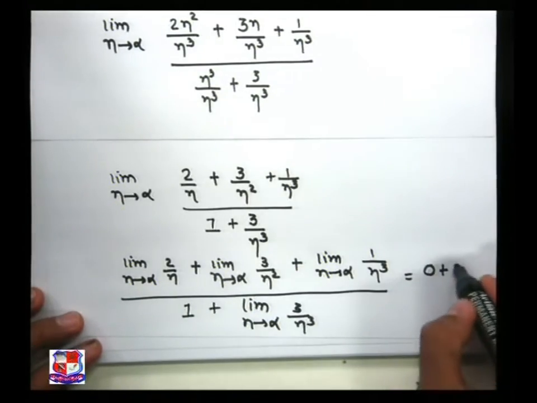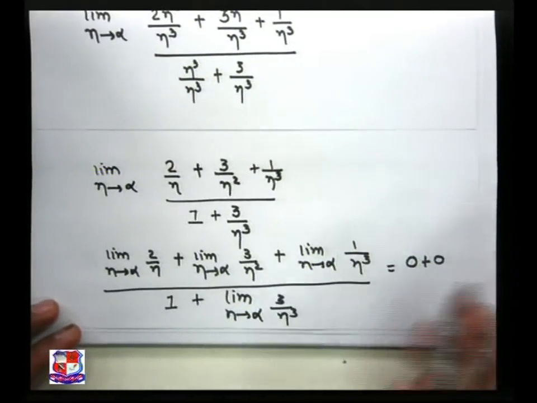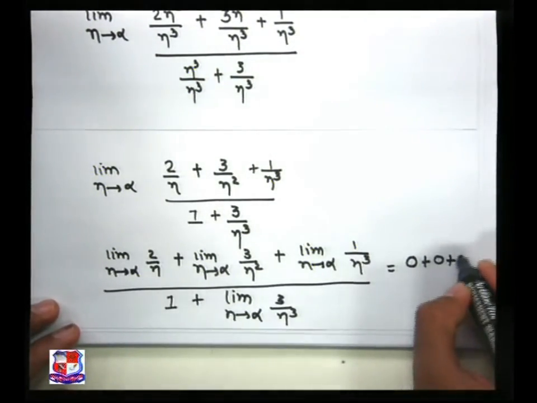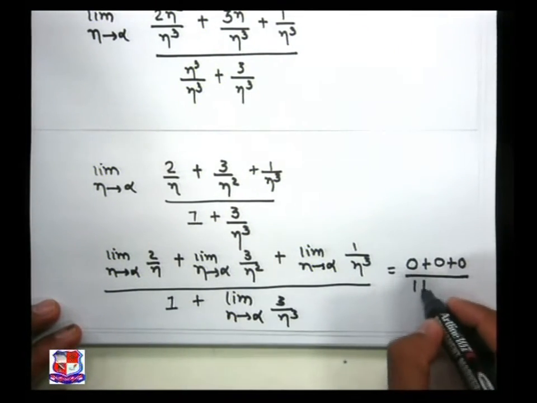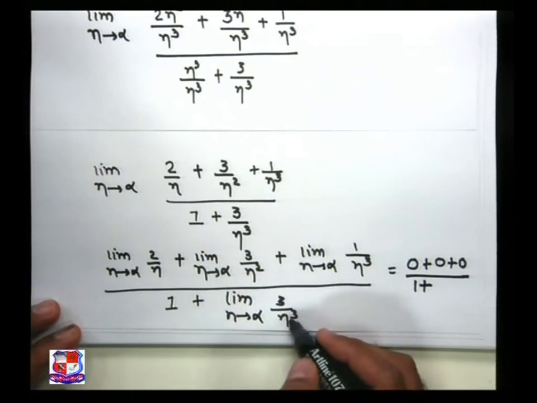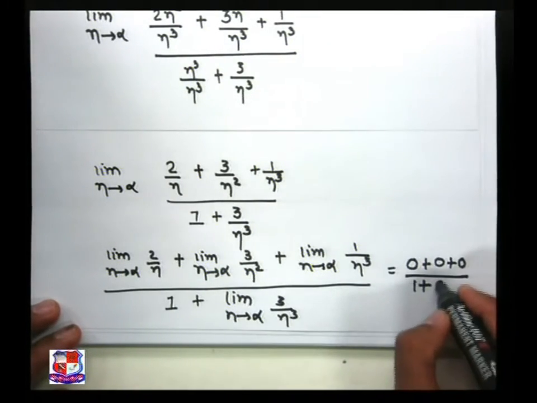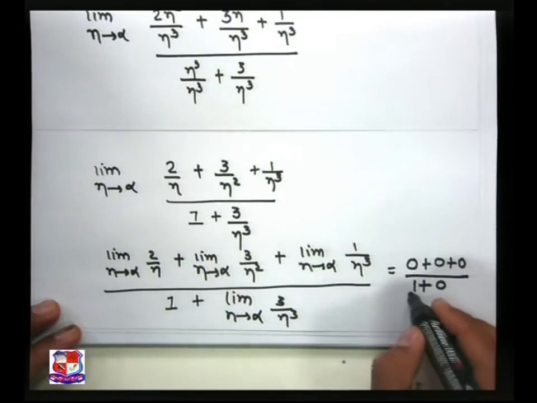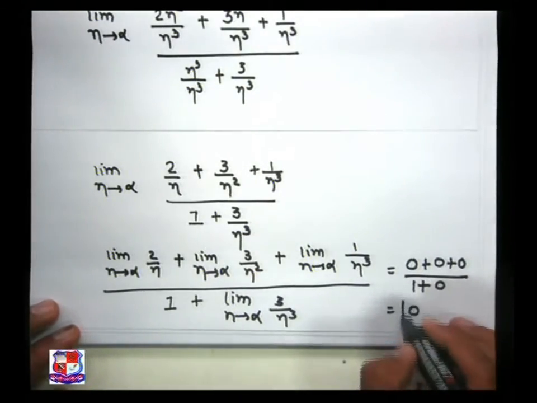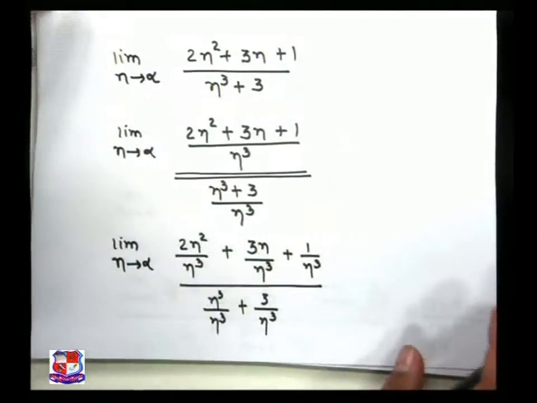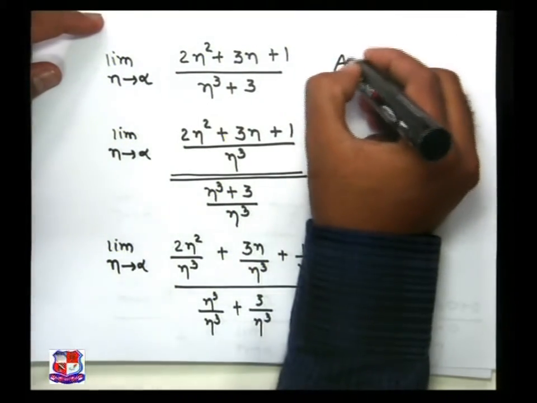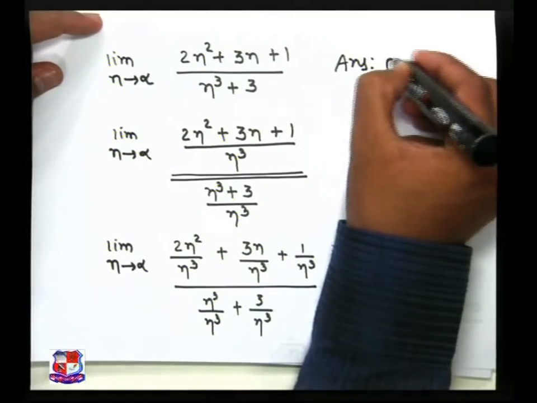0, apply the limit to the third one, that goes to 0, divided by 1 as it is. Same way, 3 divided by n cube, apply the limit, that goes to 0. Finally 0 divided by 1, and we get the answer, that is 0. So we write our answer value, that is 0.